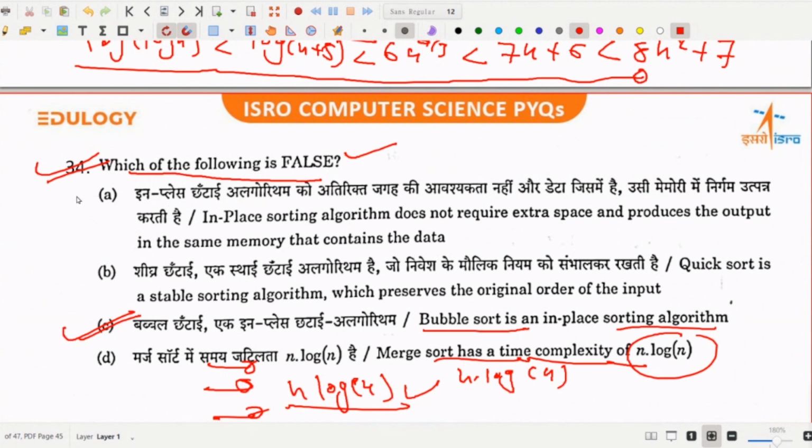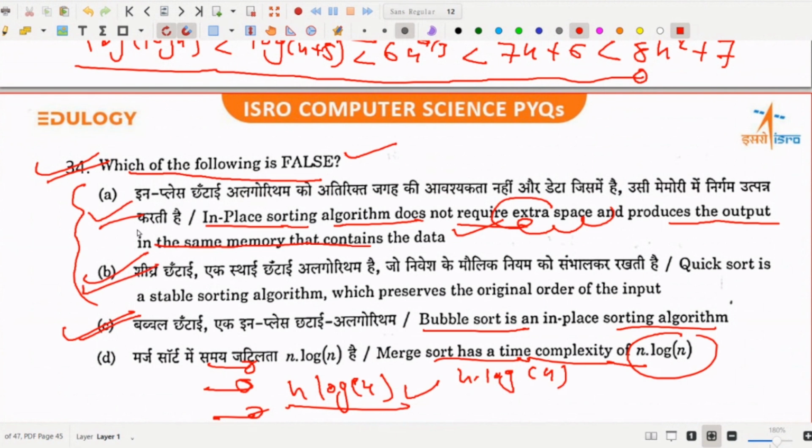Now you are confused between these two options. An in place sorting algorithm does not require extra space and produces the output in the same memory that contains the data. This is also correct. Option A is also correct. That means option B is false, so your answer is option B. Not all the time is quick sort stable. That's why this option is incorrect.